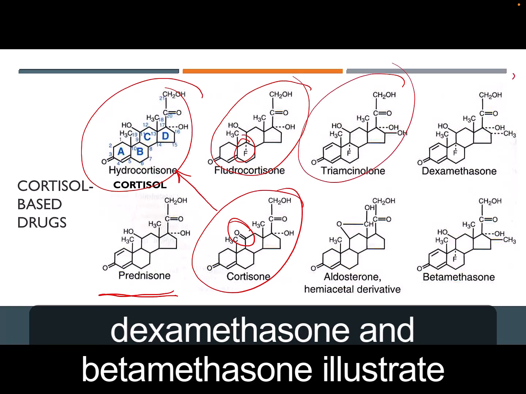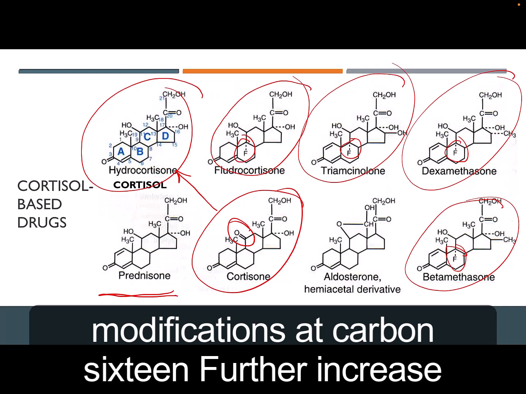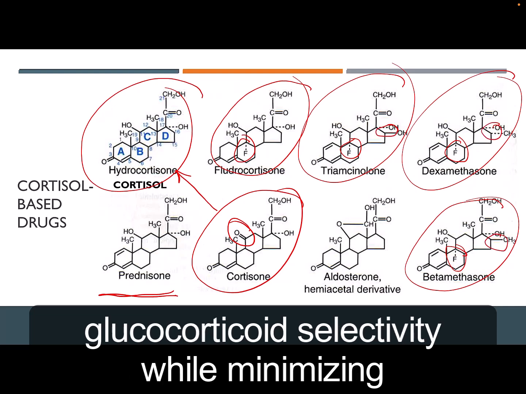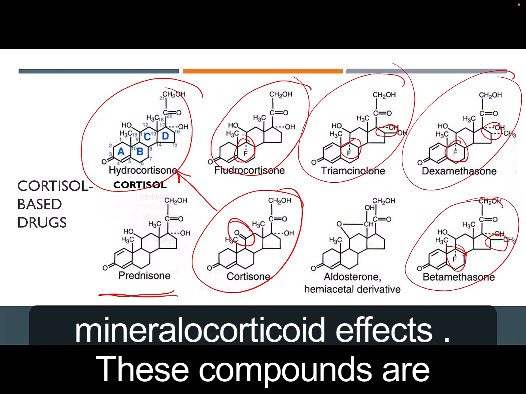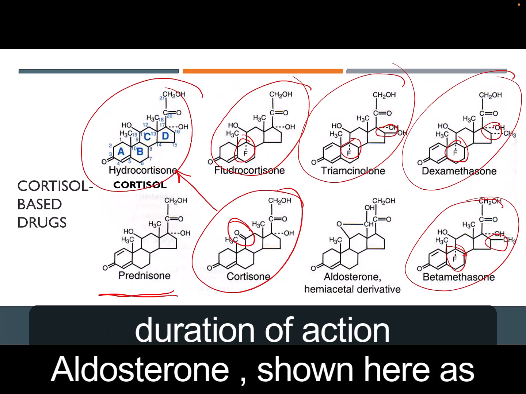Triamcinolone, dexamethasone, and betamethasone illustrate how additional substitutions, including fluorination and modifications at carbon-16, further increase glucocorticoid selectivity while minimizing mineralocorticoid effects. These compounds are significantly more potent than cortisol and have longer duration of action.